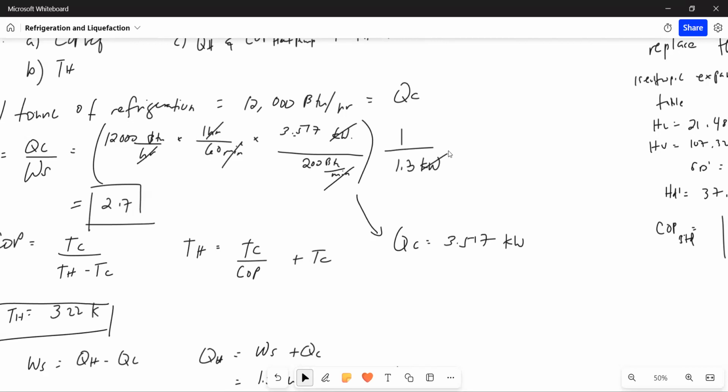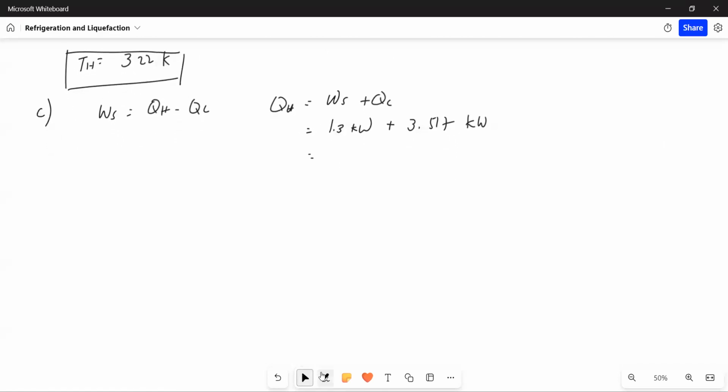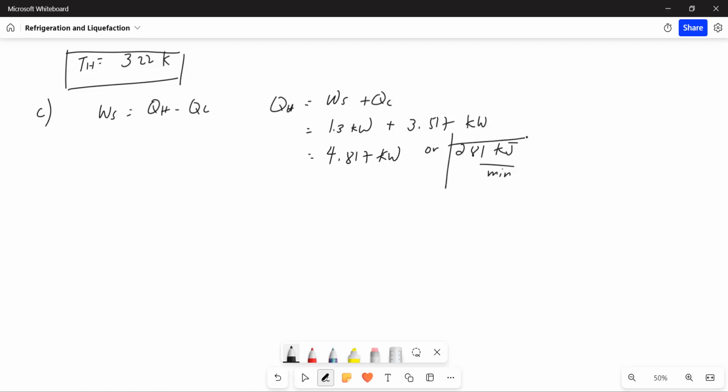12,000 times 0.517 divided by 60 divided by 200. Yeah, 3.517. And the answer is 4.817 kilowatt. Or in the answer key, it's 281 kilojoules per minute. So the same, just in the unit of minutes.